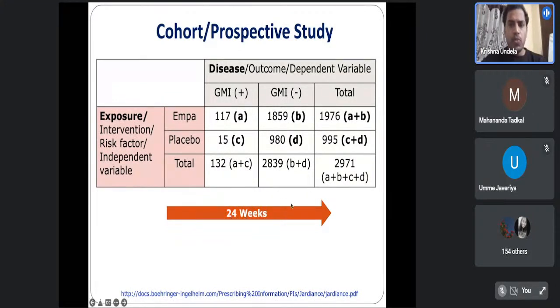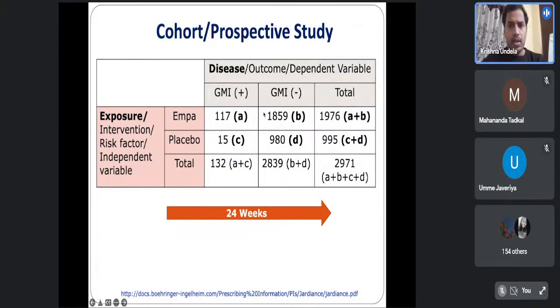At the end of 24 weeks, out of 1976 who are taking empagliflozin, 117 got mycotic infection and the remaining 1859 did not get the mycotic infection. Out of 995 in the non-exposure group taking other antidiabetics, 15 got mycotic infections and the remaining 980 did not.